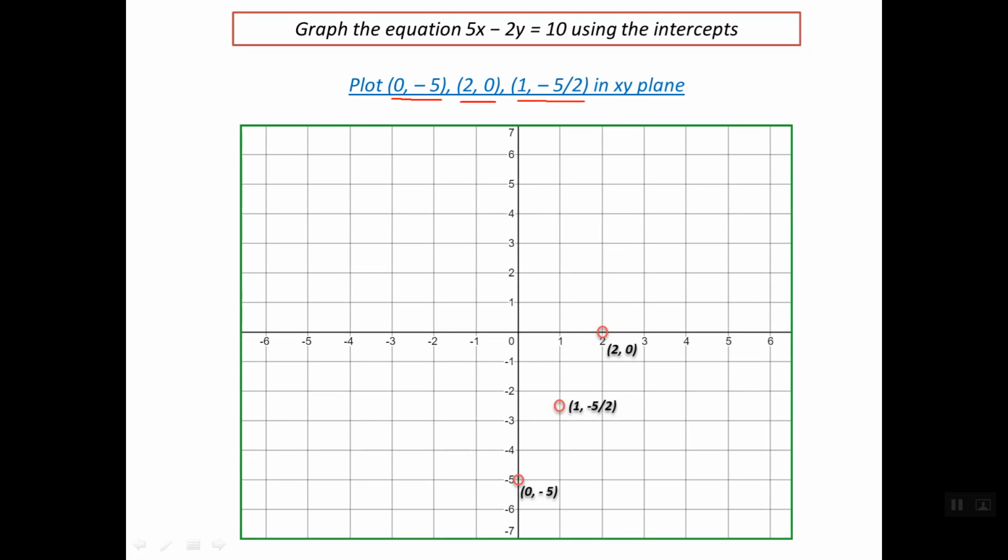So this is the plot of the 3 points in the xy plane. This is the plot of 0 and -5, and this is the y-intercept. This is the point with coordinates 2 and 0, which is the x-intercept, and this is the third point that we computed in order to check our computation.